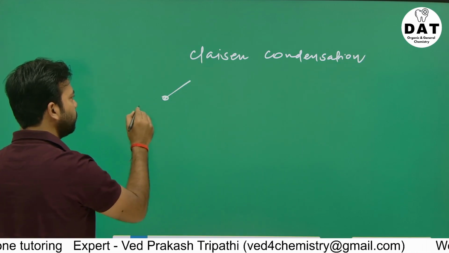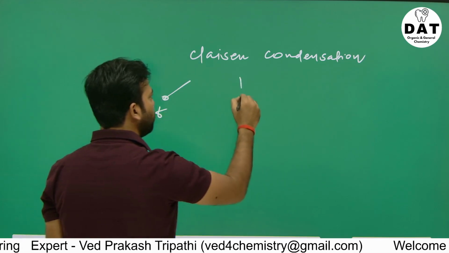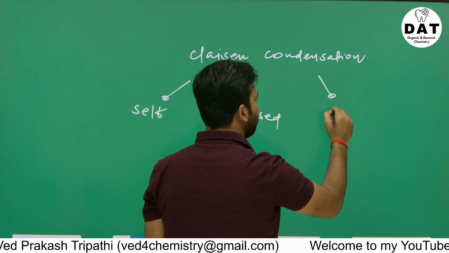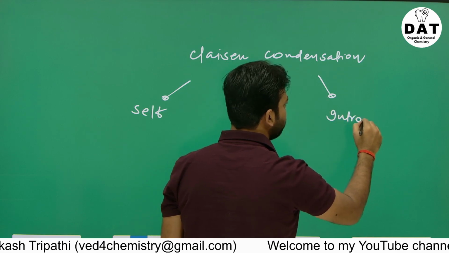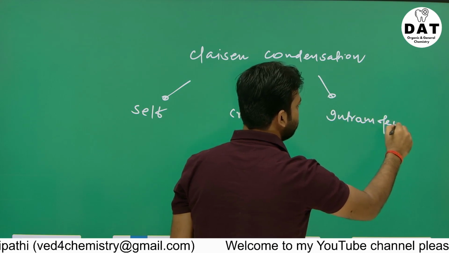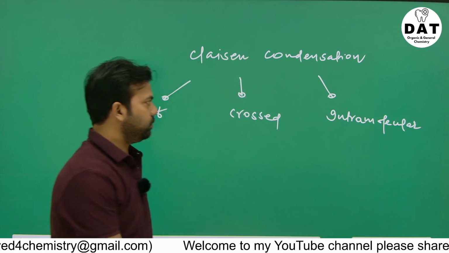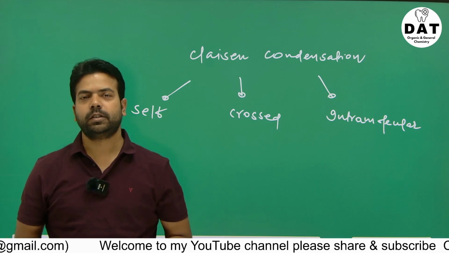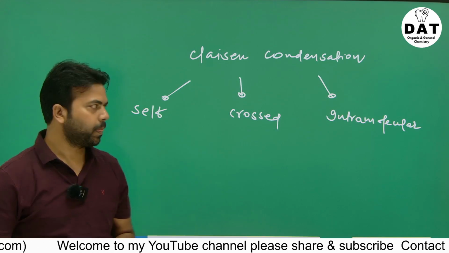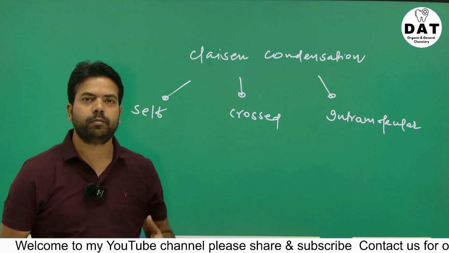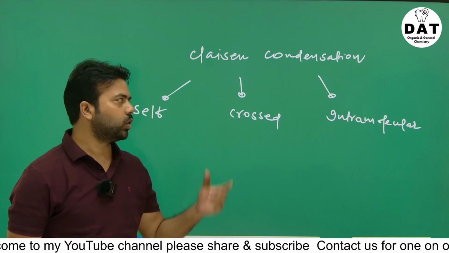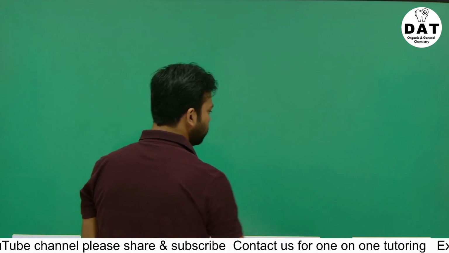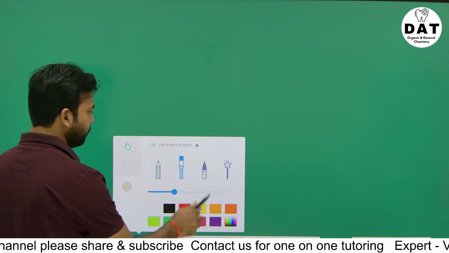The first is self, second is crossed, and third is intramolecular. So in this video we are going to cover all these three. Intramolecular Claisen condensation is also called Dieckmann condensation. And self and crossed: self means two moles of the same ester molecule and crossed means two moles of different ester molecules. So let's start with the very first one, self-Claisen condensation.